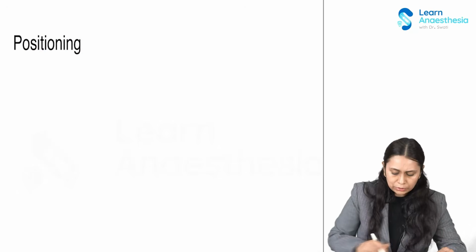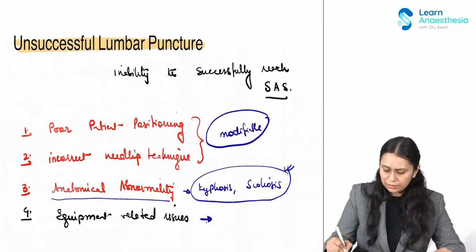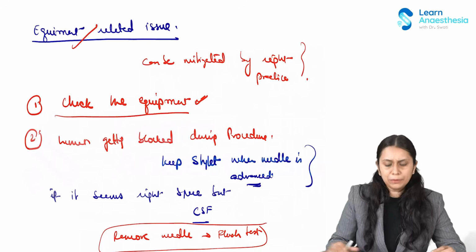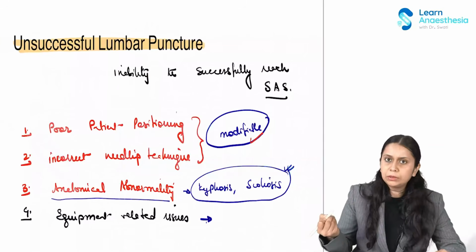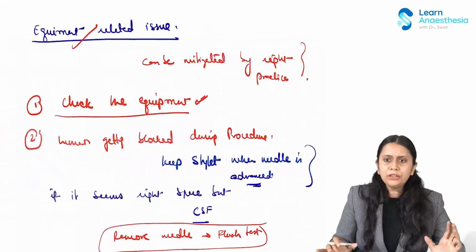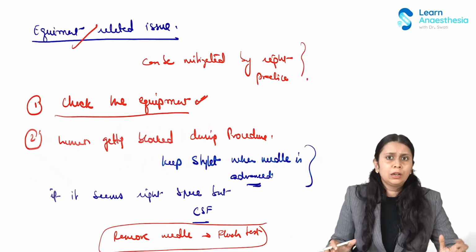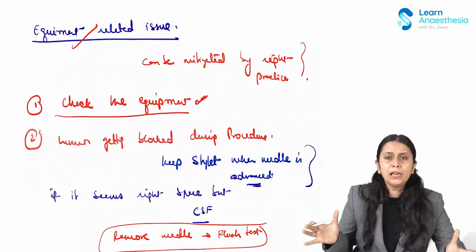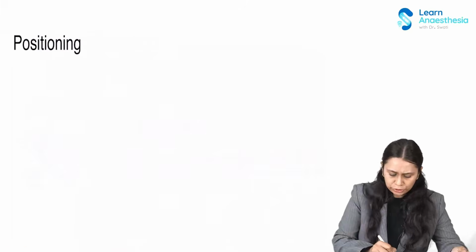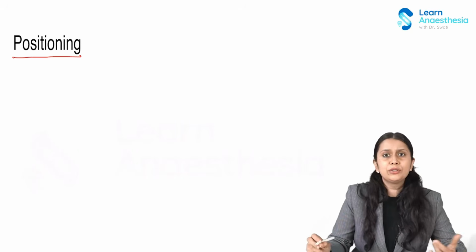Okay, now modifiable problems. The equipment related issue can be solved just by doing the right practice. Now the other modifiable issue is poor patient positioning. We should have a very good assistant who could help and encourage the patient to make a proper position. So what are the positions which are made during neuraxial spinal anesthesia?